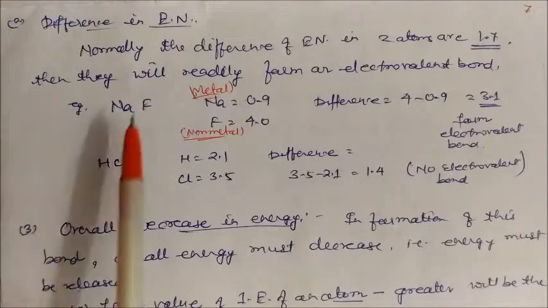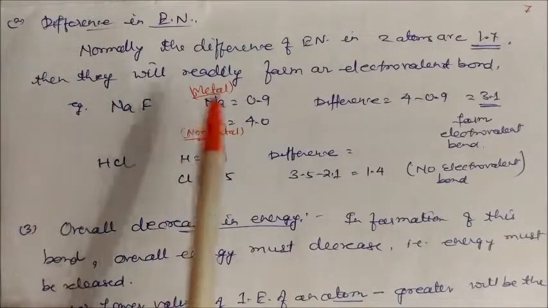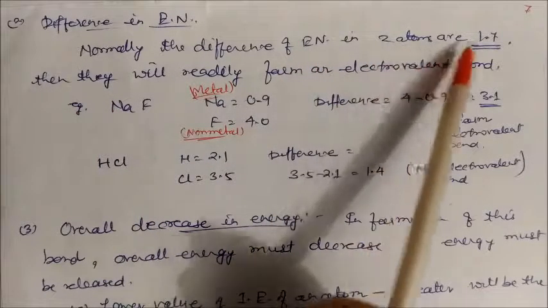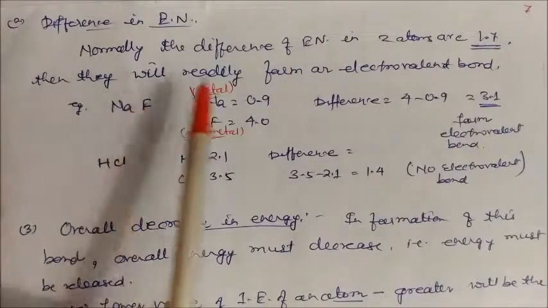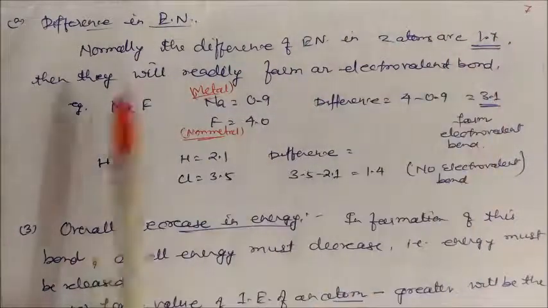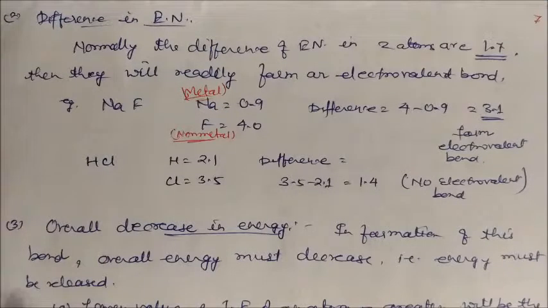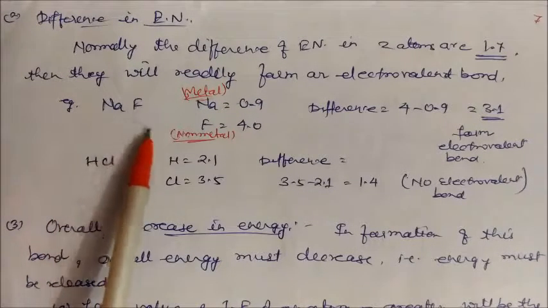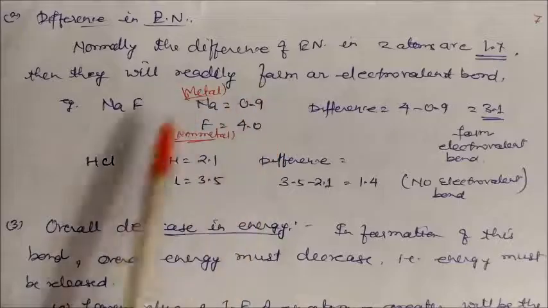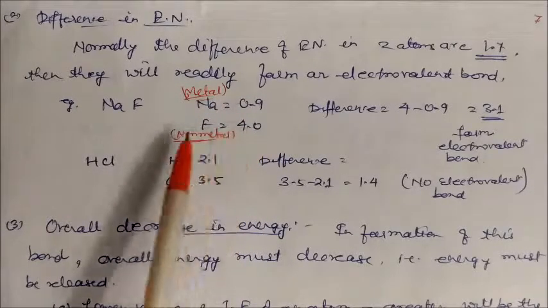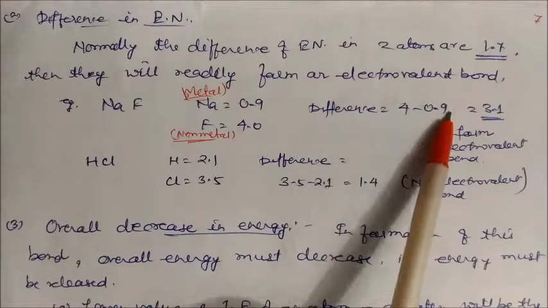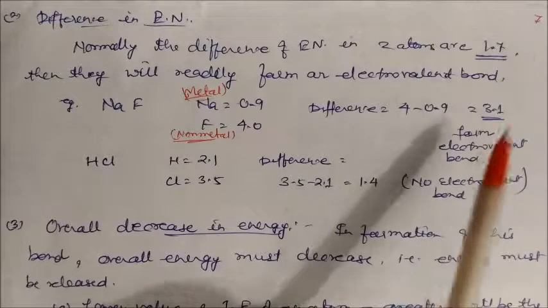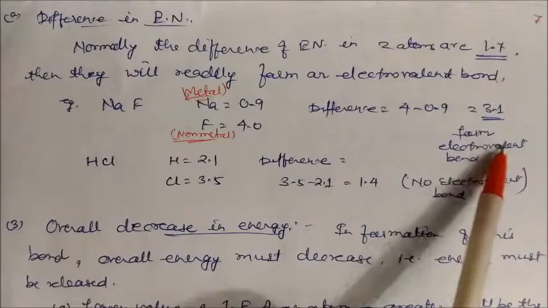Second is the difference in electronegativity. Normally, if the difference between the electronegativities of two atoms is 1.7 or more, they will readily form an electrovalent bond. For example, sodium fluoride. The electronegativity of sodium is 0.9 and fluorine is 4.0. Fluorine is a non-metal, sodium is a metal. The difference is 4.0 minus 0.9, which gives 3.1. So it is more than 1.7, and it will form an electrovalent bond.